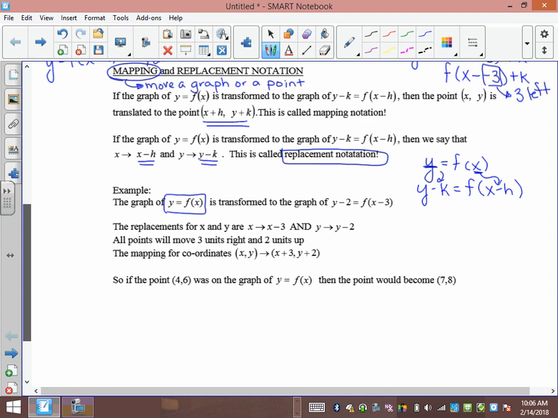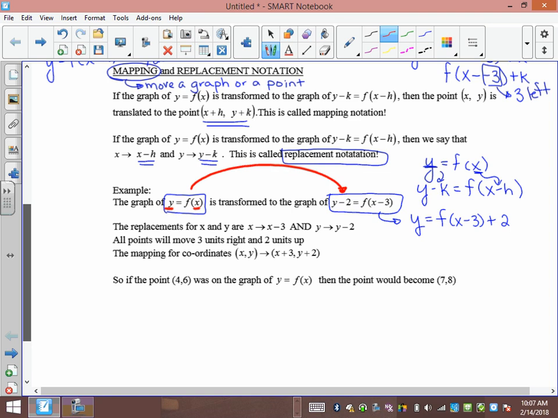This graph is transformed to this. That's great. I will never write it in that form. I'm going to add the 2 over. So I'm going to get y equals f of x minus 3 plus 2. So I'm going to move that 2 over every time. And I always want to get it into y equals. Okay? So for replacement notation, you'd have to keep it in this form. This form to this form is replacement notation because we're actually physically replacing the y and the x. So you wouldn't want to move the 2 over if you were doing replacement notation.